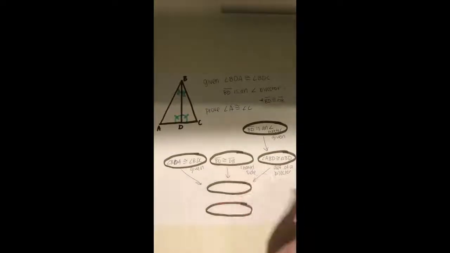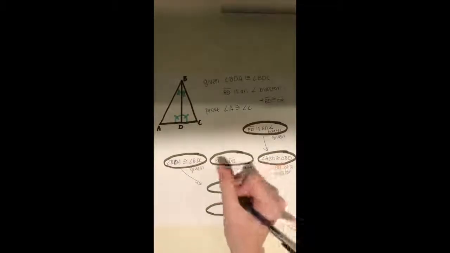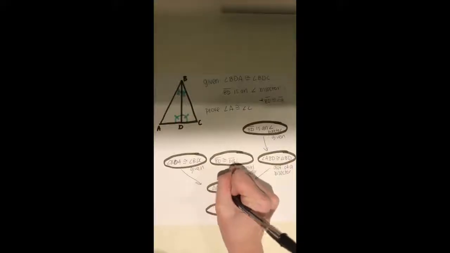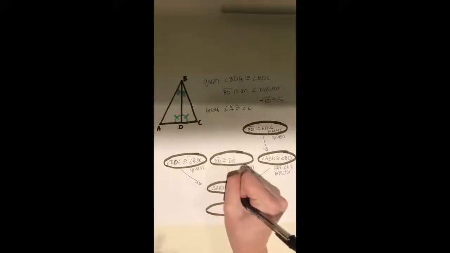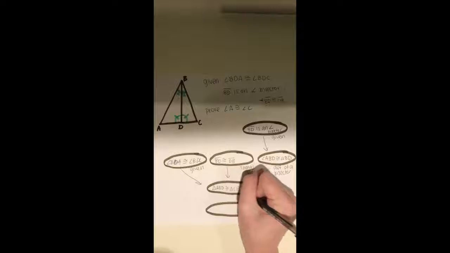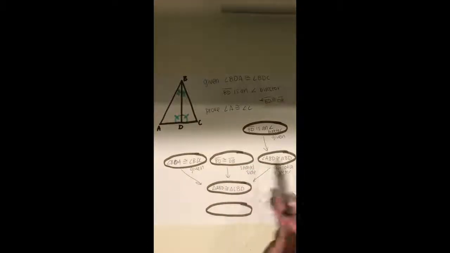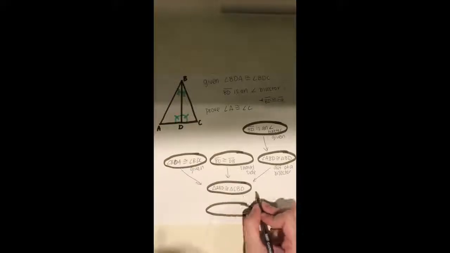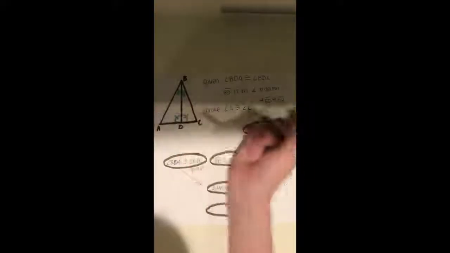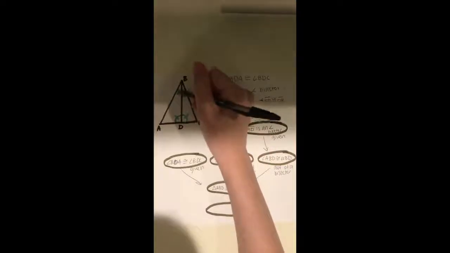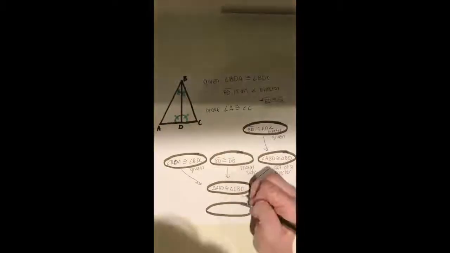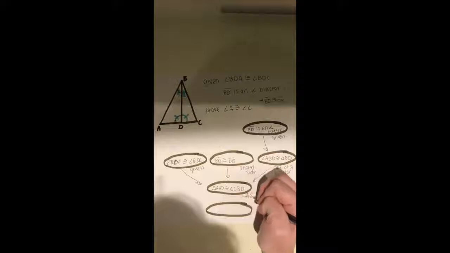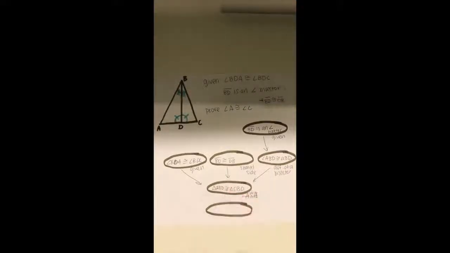So from this, we can determine that triangle ABD is congruent to triangle CBD. But how do we know that? Well, we have it here, but we still need to put a reason here. So we have one angle, we have a side, and we have another angle. So that would be ASA congruency. And that's our reason for that.